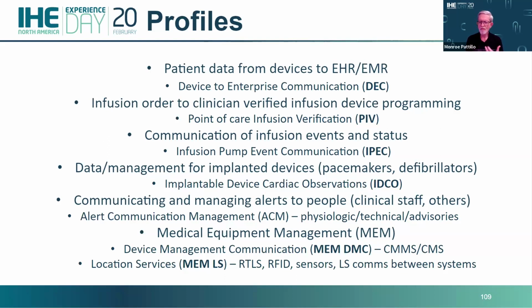And then all the forms of alerts that go to people, be it clinical staff or others within the healthcare ecosphere. Those alerts can include things like alarms, alerts. The alarms can be physiologic or technical, and those all go out through ACM, Alert Communication Management, in order to abstract the originating device from how it actually gets to the person, how the person responds, and whether the person on the other end accepted or rejected the alert, or just timed out and you had to escalate to somebody else. And then we've added into that medical equipment management.